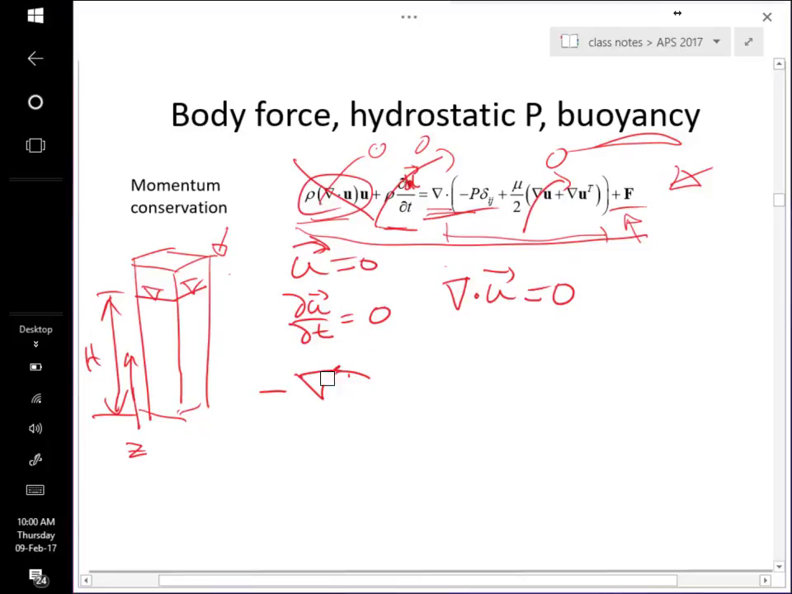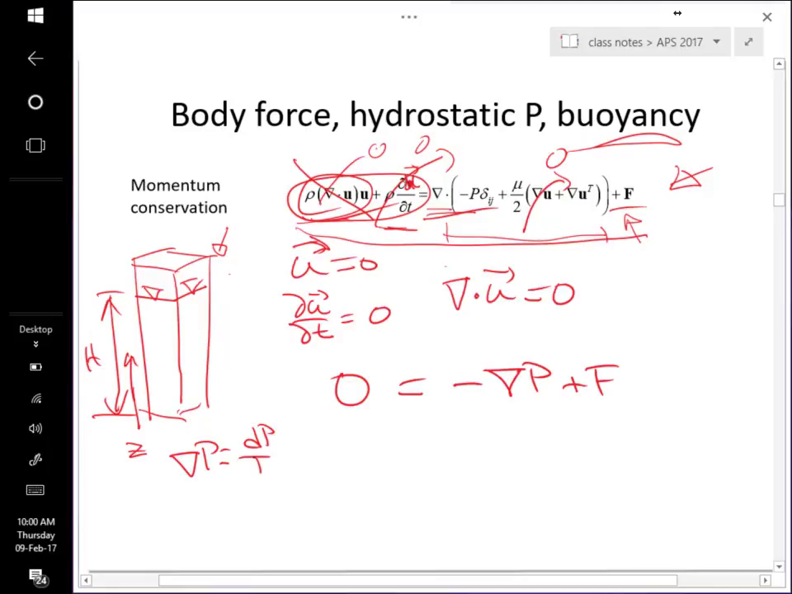And actually, let me just do it like this. So all of this stuff here, that's just equal to 0. And then we have equals minus del p plus f. Okay? So that's what we get for Navier-Stokes simplified for this problem. Now, we said that it was 1D, right? So del p is going to just be dp dz, right?